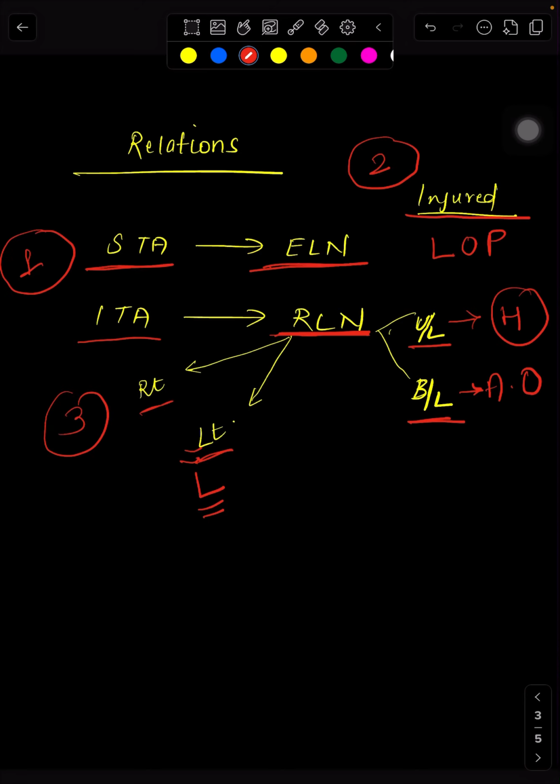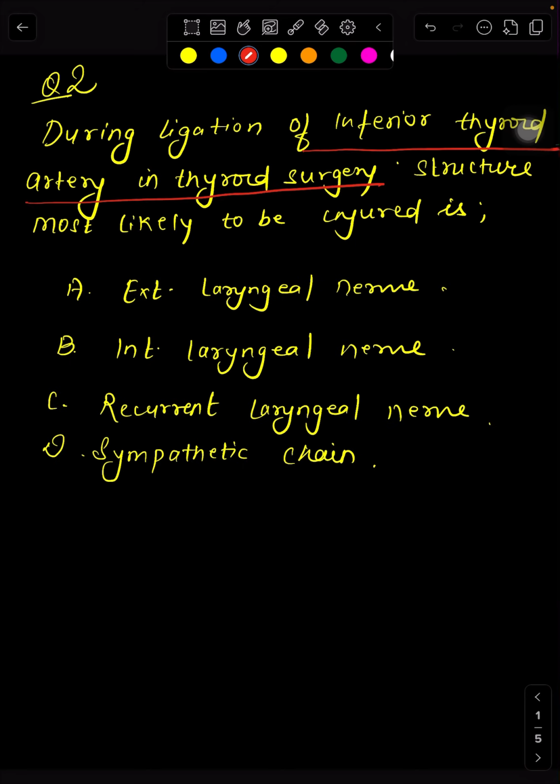So going back to our question, the answer is the recurrent laryngeal nerve, as the inferior thyroid artery is related to it. Another question which is asked is: which is the most commonly injured nerve during thyroid surgery? The options remain the same.